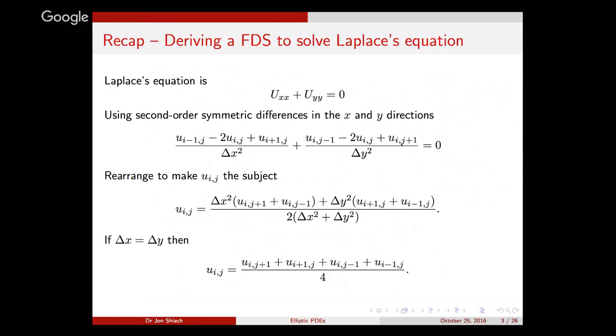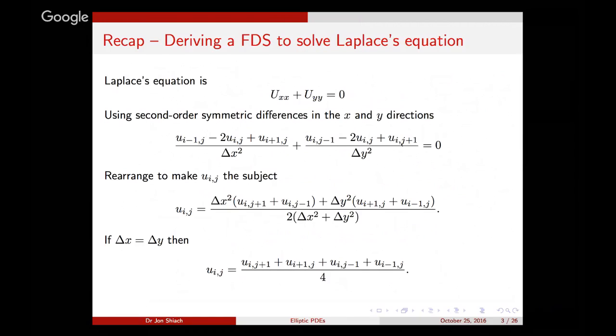So if I rearrange to make uij the subject, we get this on the right-hand side. We can simplify that further if we choose to have delta x and delta y being the same, meaning the same spatial difference in the x and y direction. We end up with that. Essentially, our solution for node ij is equal to the sum of the nodes to the north, east, south, and west. Add them all up, divide by 4. That's our solution.